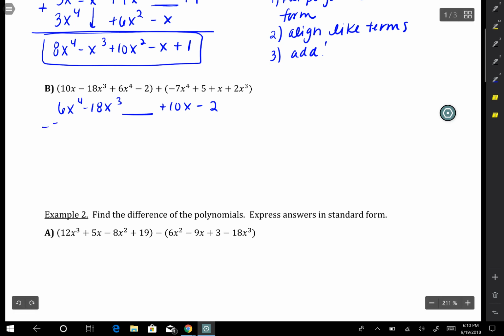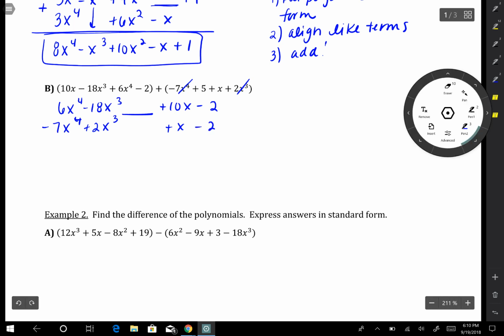I'm going to put the negative 7x to the fourth below my other fourth degree term. Then I'm going to put plus 2x cubed under my other cube term. Then I have plus x, that's going to go under my other x term, and then plus 5 goes under the minus 2.